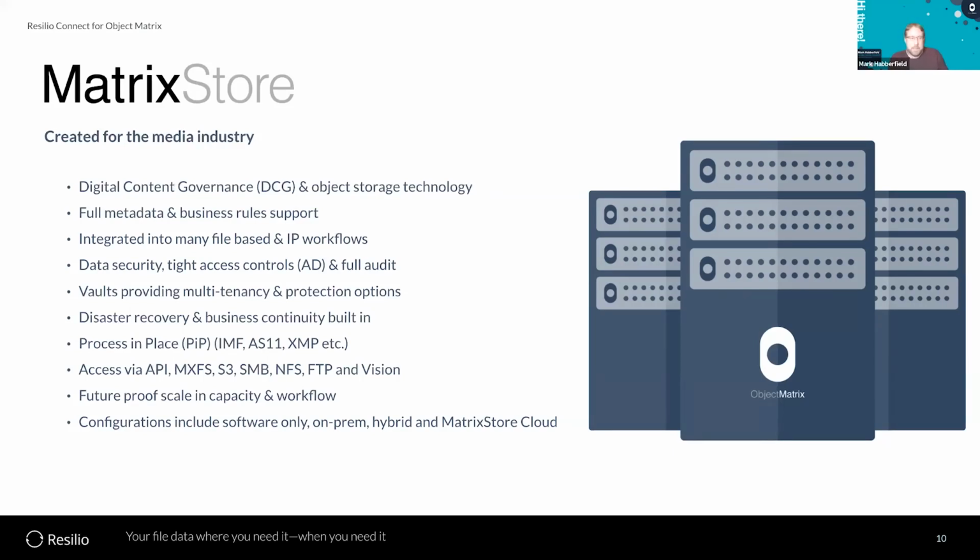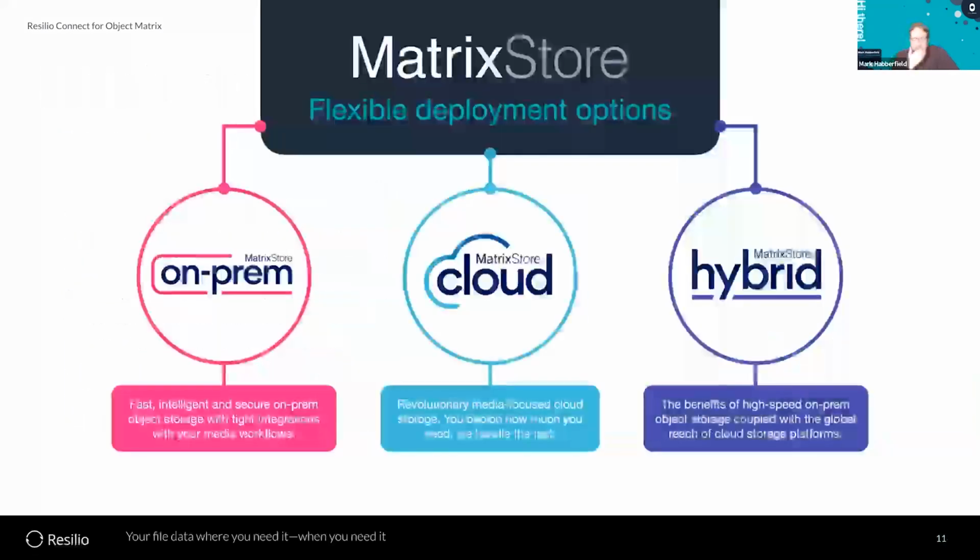All of that means it's future-proof. You've always got access to the data. The systems can grow with you in capacity. If your workflows change, you've just got to pick a slightly different tool or discuss with us, and we'll help you work out the best tools for you. And that kind of leads me into the idea that you've also got three versions of it. We do an on-prem, a hybrid, and a MatrixStore Cloud.